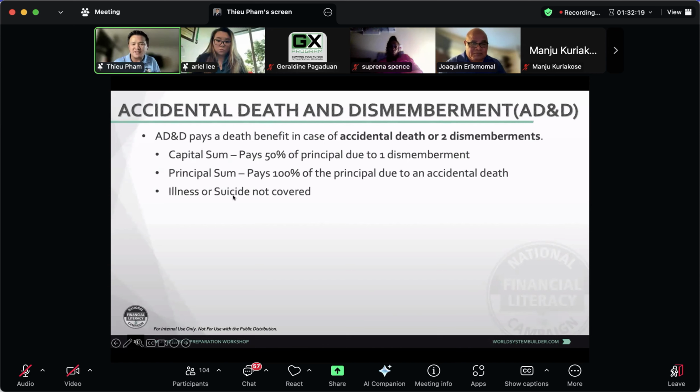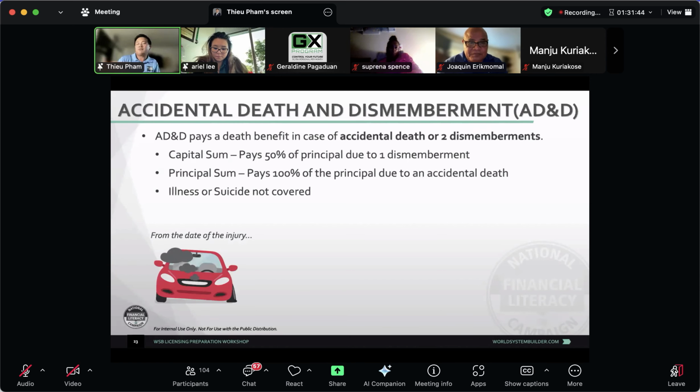I think you have to memorize this because it's hard to understand. Capital sum, when you hear that, it will say you pay 50% of the principal due to one dismemberment. Okay, so you lose one hand, you only get 50%. Okay, so make sure, if you get an accident and you lose 2 hands or 1 hand and a leg, they pay 100%, and the same for accidental death. Okay, illness or suicide not covered for all these plans. They're not. So it's very rare. So normally, for me personally, I have never sold a plan with this, but it's something you just need to know on the test because you don't get much for it.